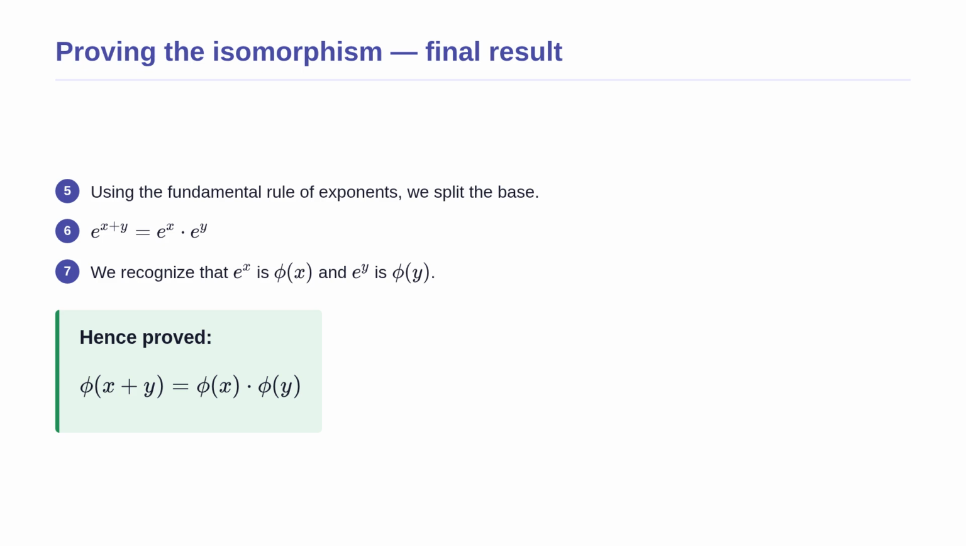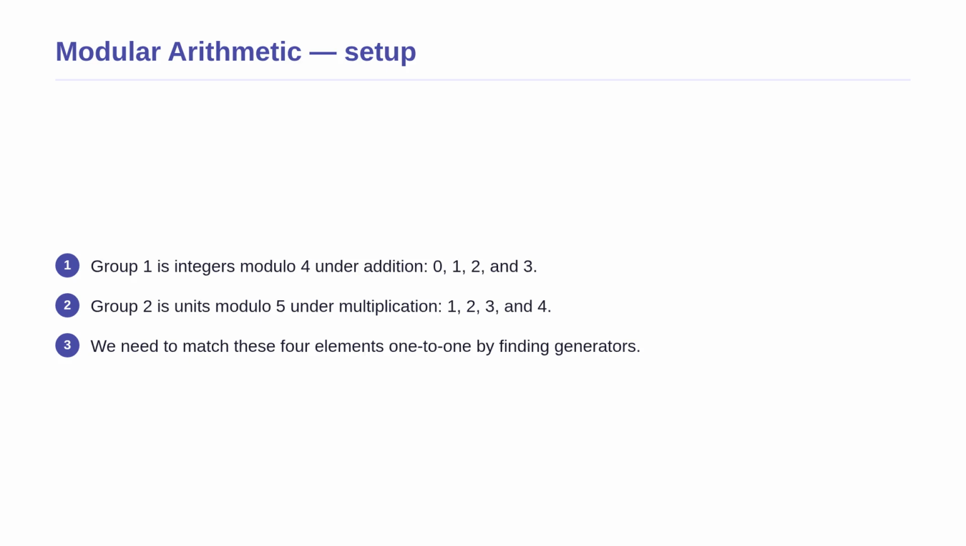Finally, we recognize that e to the power of x is simply the translation of x, and e to the power of y is the translation of y. Substituting our function notation back in, we see that translating the sum equals multiplying the translations. The operation is perfectly preserved. So we have proven that infinite groups can be isomorphic.